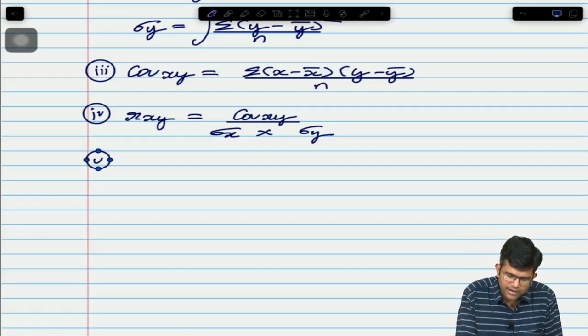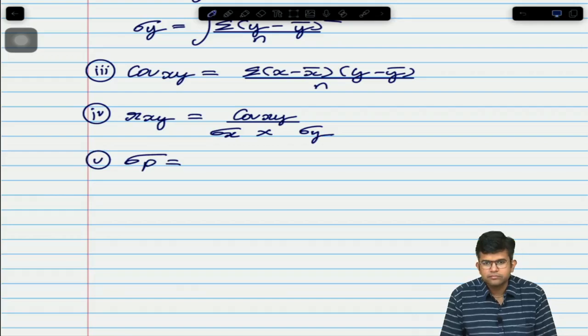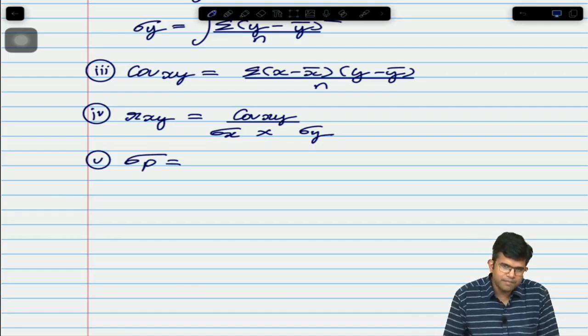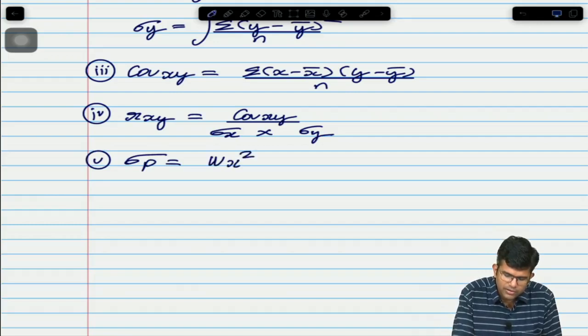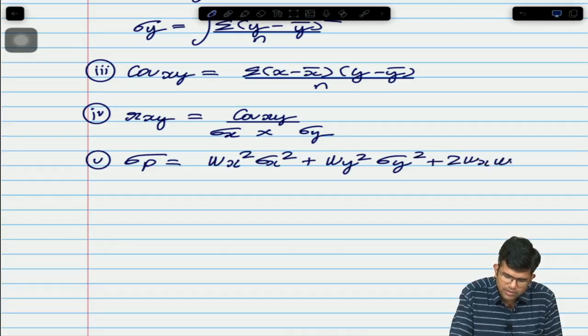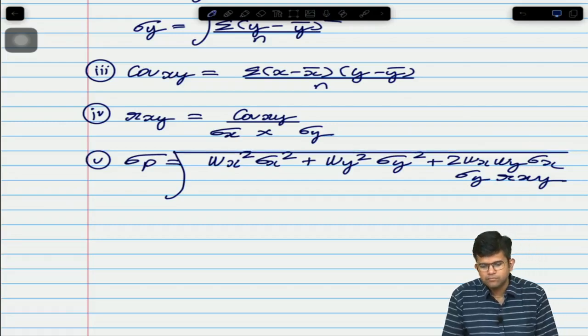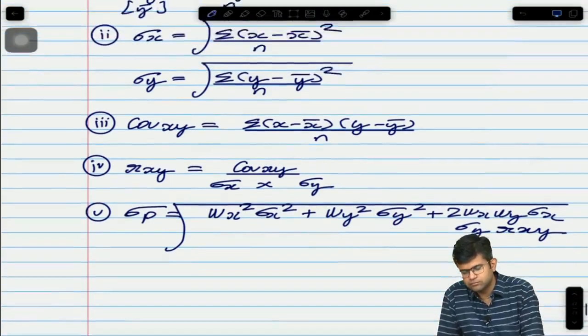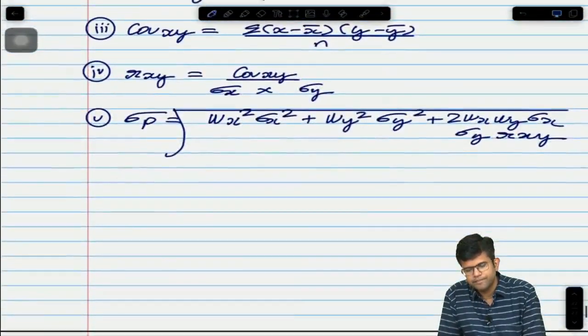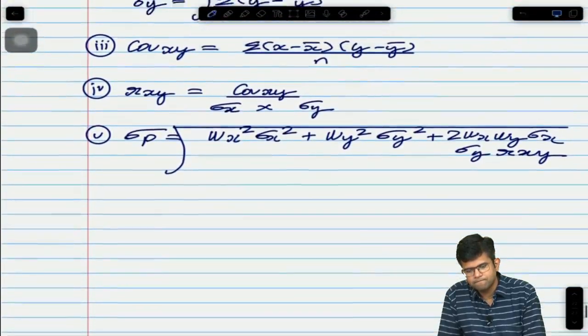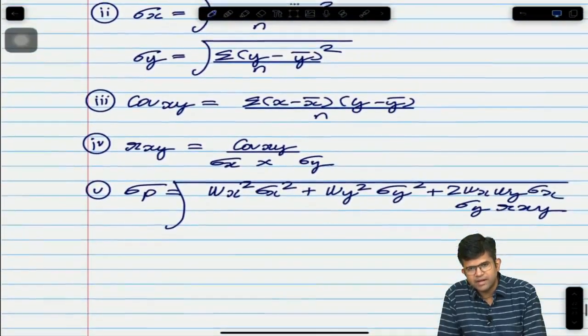And 5th, they are asking you sigma p. Sigma p formula: wx square sigma x square plus wy square sigma y square plus 2 wx wy sigma x sigma y rxy, the whole under root. These are the other 5 things they have asked.